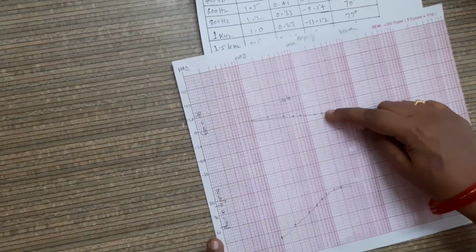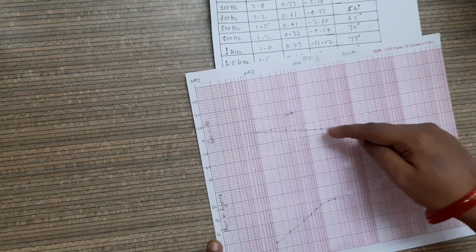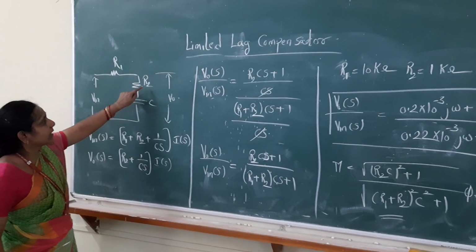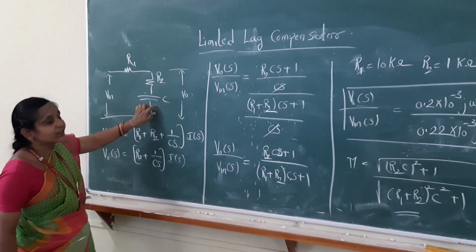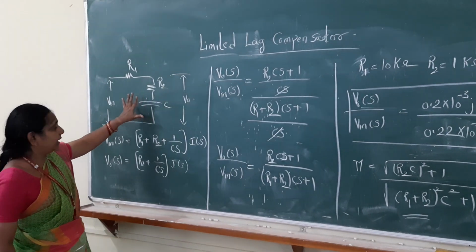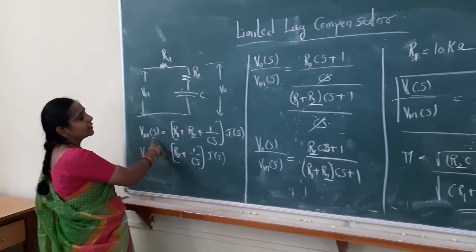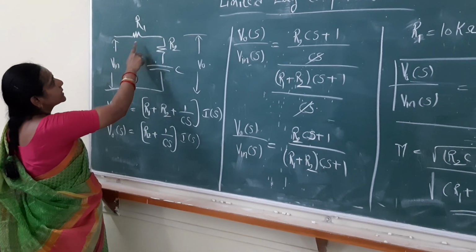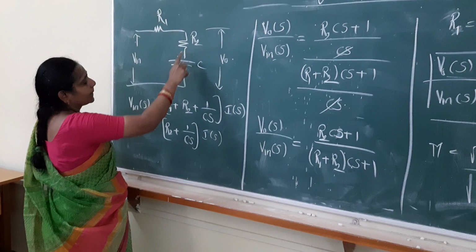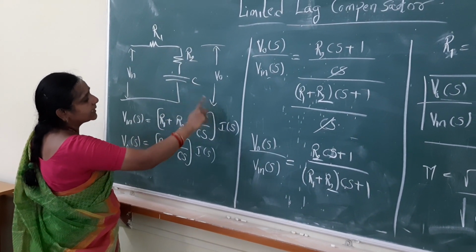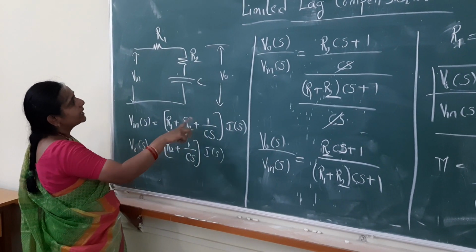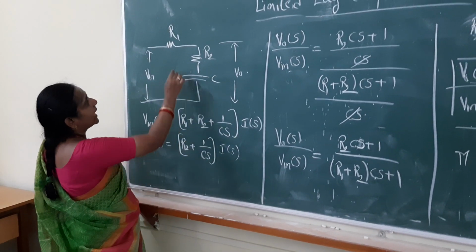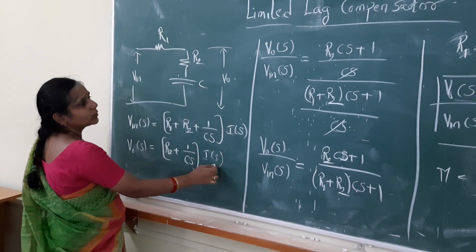Now we can observe that the slope of the line is parallel actually to the 20 degree. Here we have a capacitor resistance value R2 in series with the capacitor. That's the small modification. V of S, if you try to get the expression, is R1 into I of S plus R2 into I of S plus 1 by Cs I of S. And combining together it is R1 plus R2 plus 1 by Cs. V naught of S is nothing but R2 plus 1 by Cs into I of S.